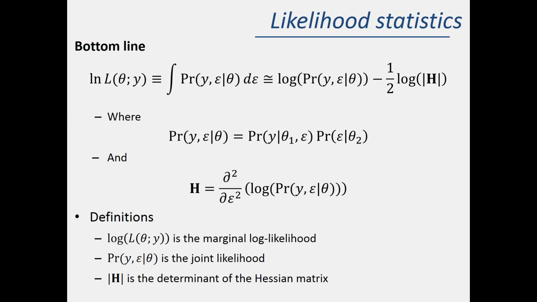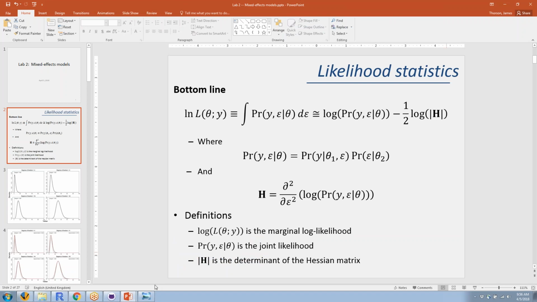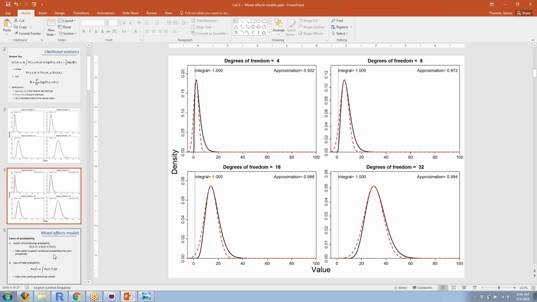And the Laplace approximation is equal to the evaluation of the function at the estimate of the random effects minus half of the determinant of the matrix of second derivatives. So we're basically saying we want to use a normal distribution where the peak at the mode is the same as the peak of the function. Here we can see that the red line's peak is the same as the peak of the black line.